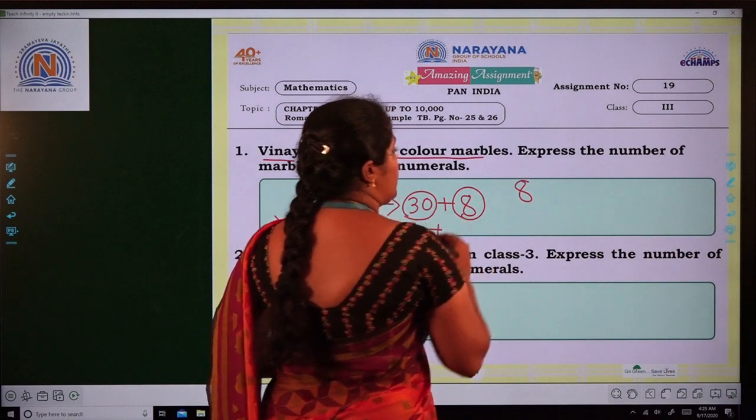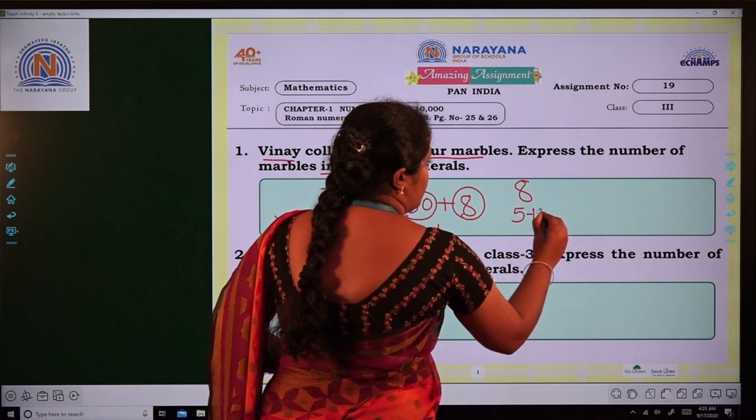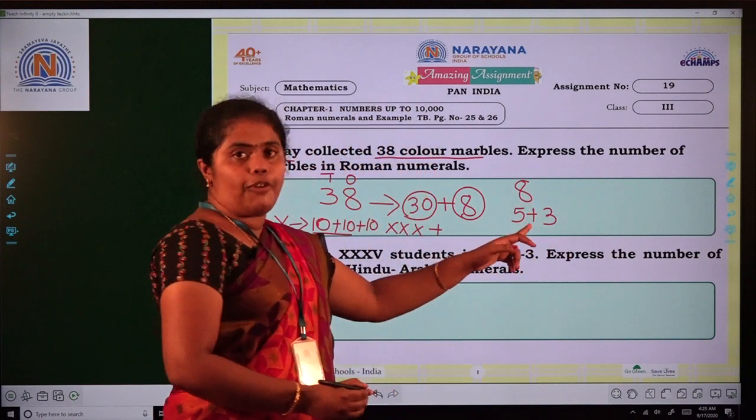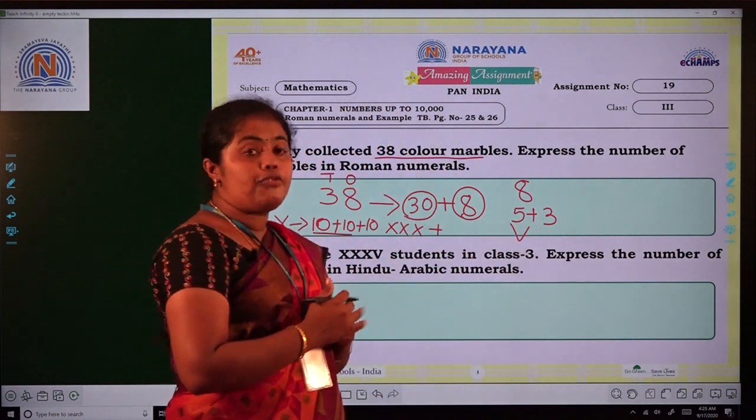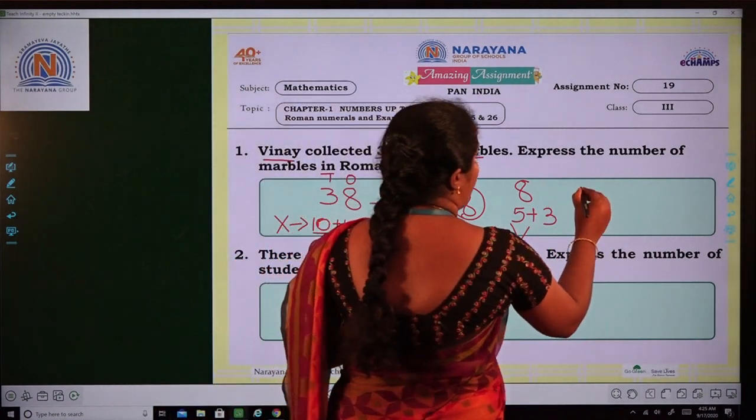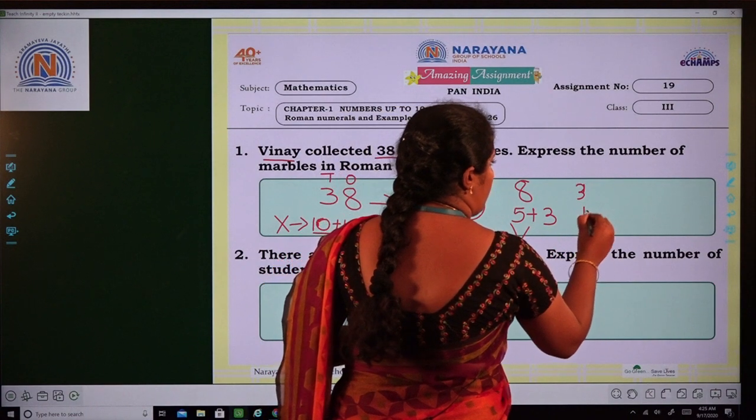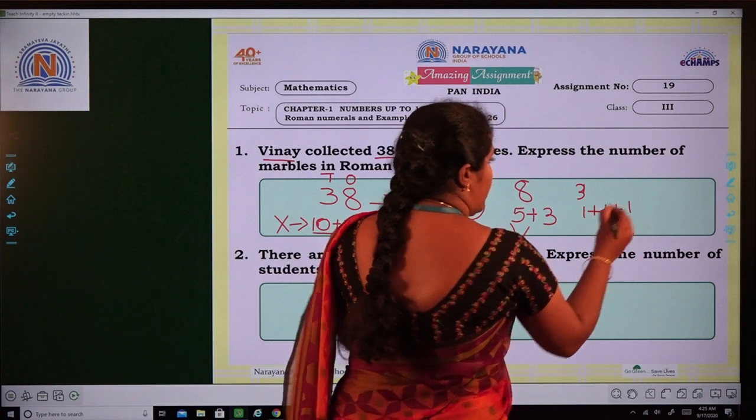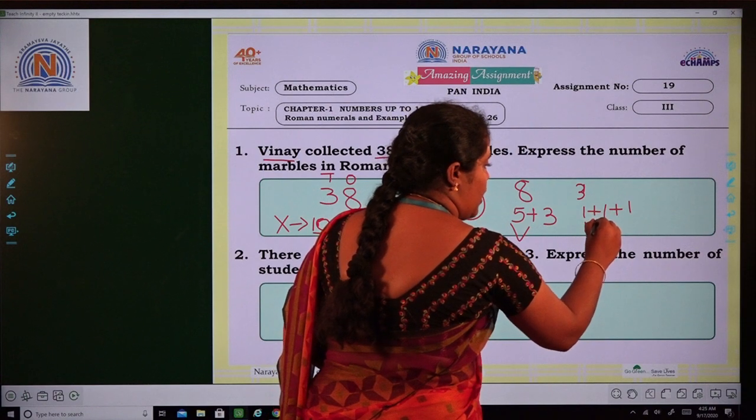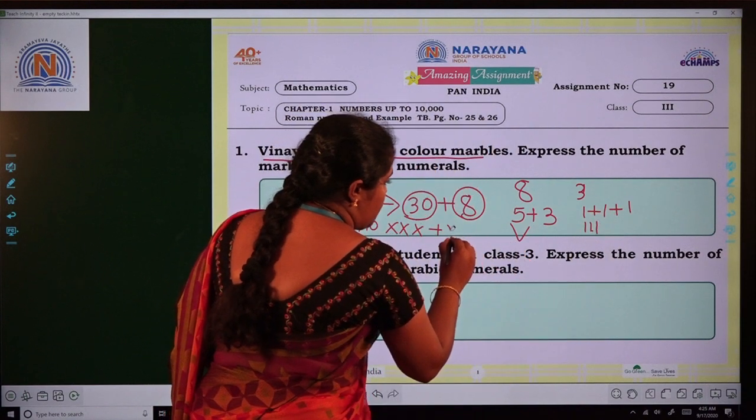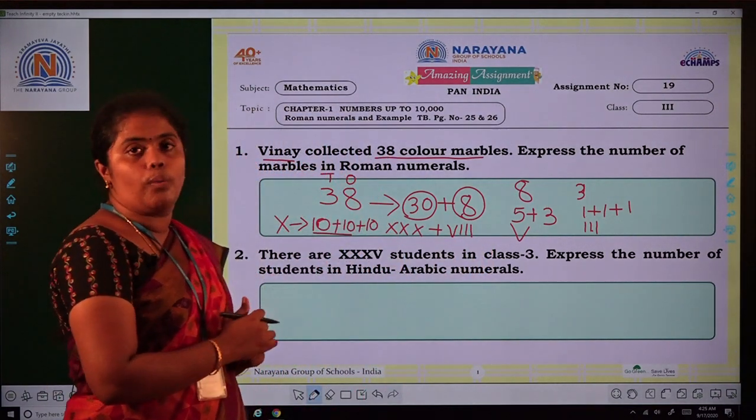Next, 8. How to write 8? We don't know the direct symbol of 8. So we have to write 8 as 5 plus 3. The symbol of 5 in Roman system is V. Next, what is the symbol of 3? We don't know, but we know the symbol of 1. What is that? I. So we are writing 3 like 1 plus 1 plus 1. So 8 symbol is V triple I. Like this we have to write the 38 in Roman system.